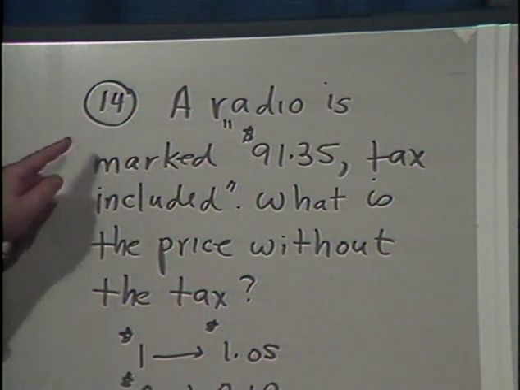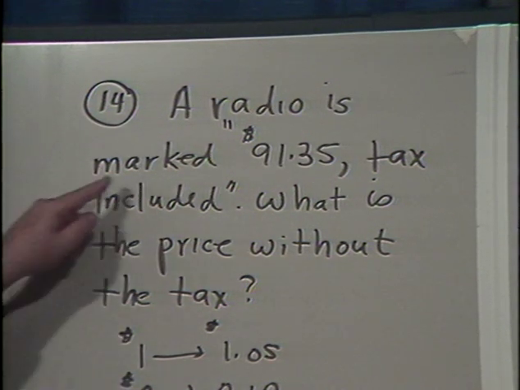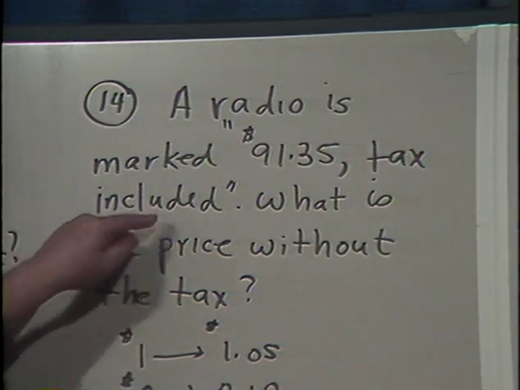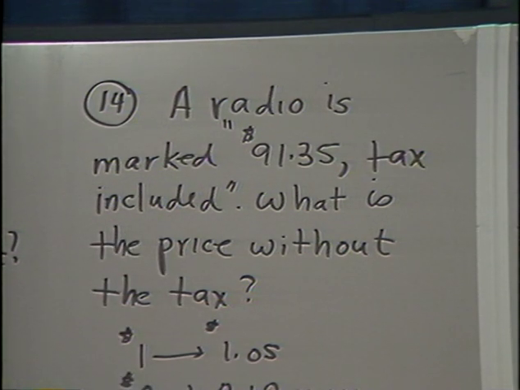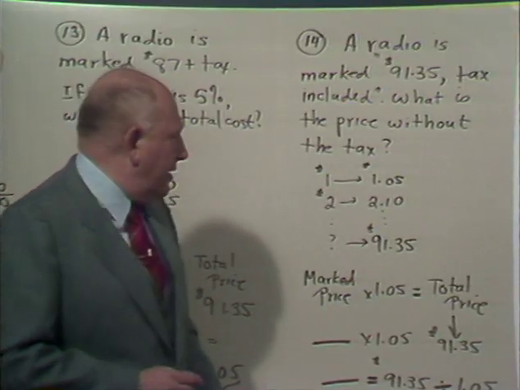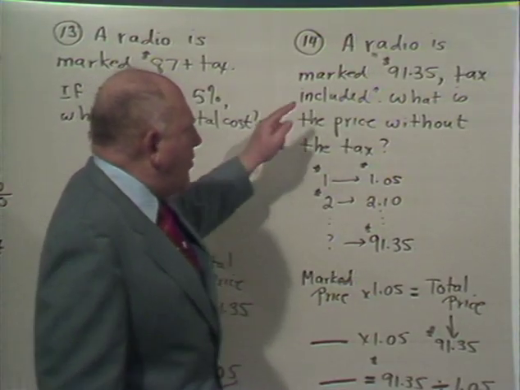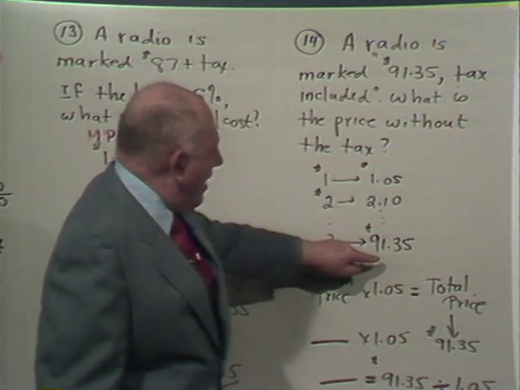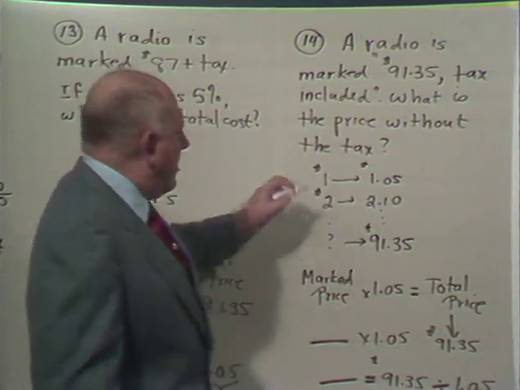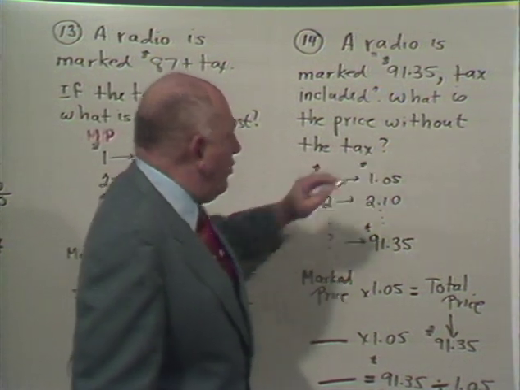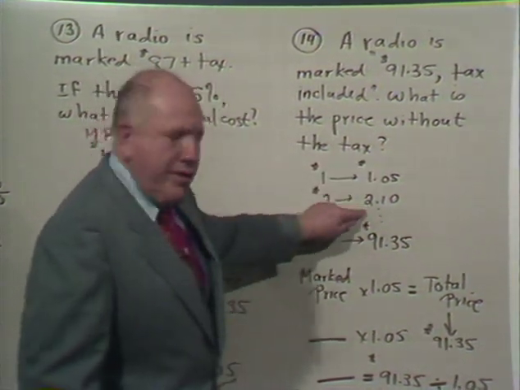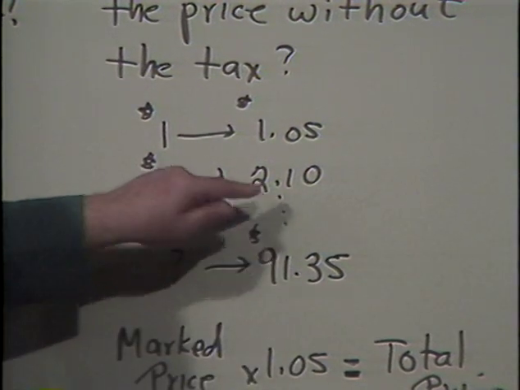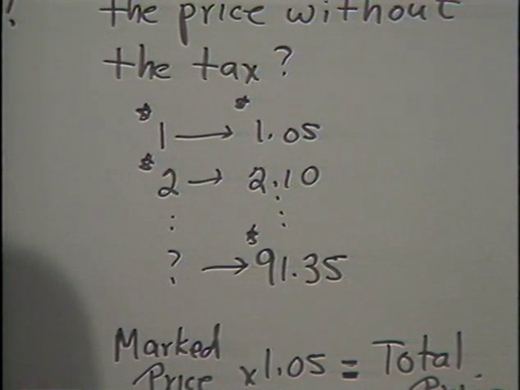The next problem is the same kind of radio, only this time the price is marked $91.35, tax included. That means the 5% tax is already thrown in here. Okay? Now they're saying, what's the price of the radio without the tax? It's the same thing we said before. If the marked price is $1, you're paying $1.05. If the marked price is $2, you're paying $1.05 twice, which is $2.10. $3 would be $1.05 3 times, which is $3.15.